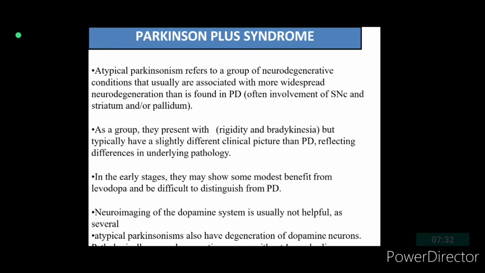Parkinson plus syndrome. Atypical Parkinsonism refers to a group of neurodegenerative conditions that usually are associated with more widespread neurodegeneration than is found in Parkinson's disease. Often involvement of SNC and striatum and/or pallidum.